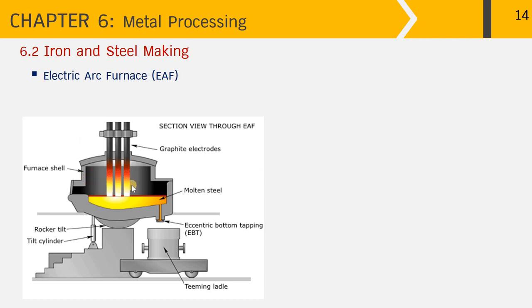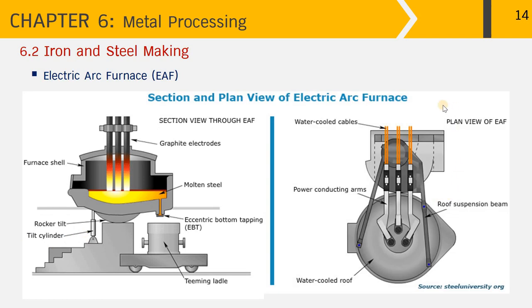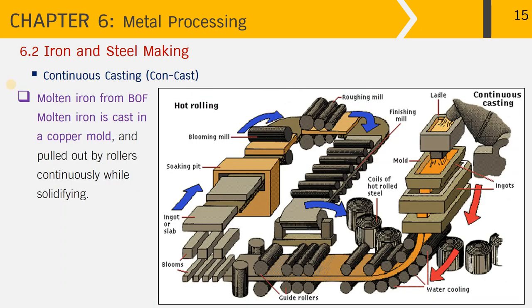Up here you can see the graphite electrodes that produce the arc just on the top of the molten steel. And all this is housed by the furnace shell. The molten steel will be tapped out over here through the bottom into the ladle, and this action can be done through the tilting cylinder over here. And the picture on the right hand side shows the top view of the electric arc furnace. As you can see, the power conducting arms over here, the roof suspension beam, and the water cooled roof and water cooled cables.